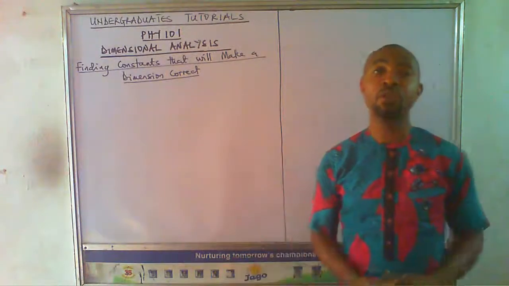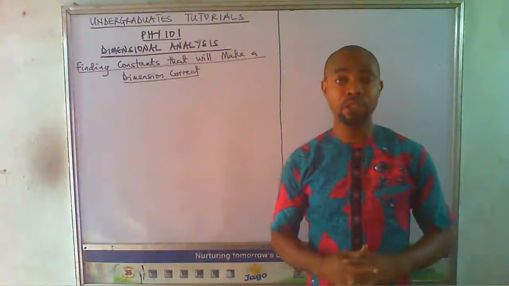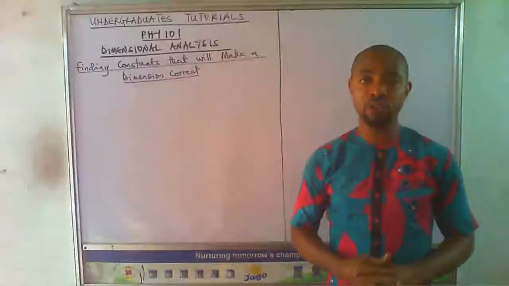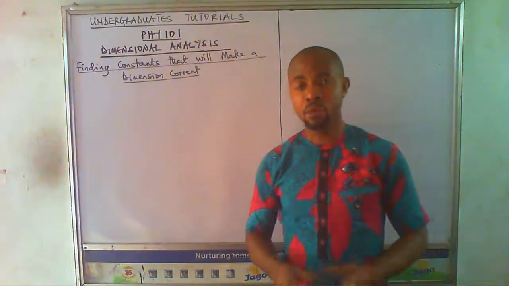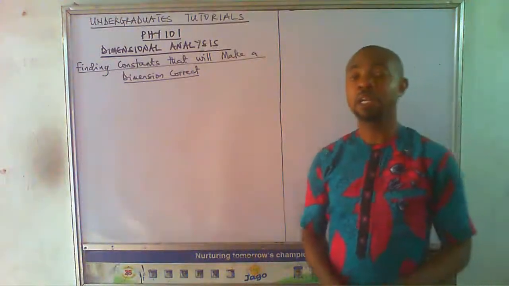This is still physics 101 in undergraduate tutorial. Remember, the course code doesn't matter because in your school they may use a different course code. The most important thing is that the course outline is the same. Alright, let's begin today's journey on dimensional analysis.